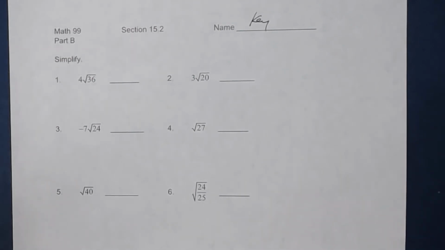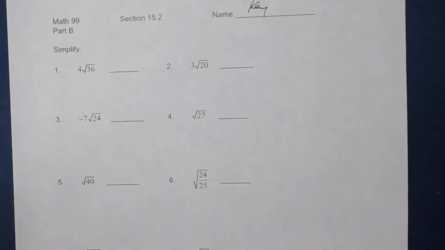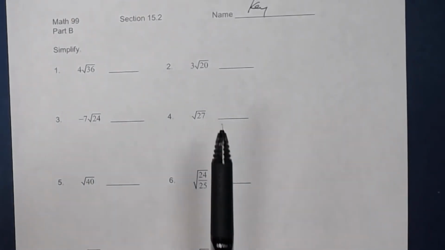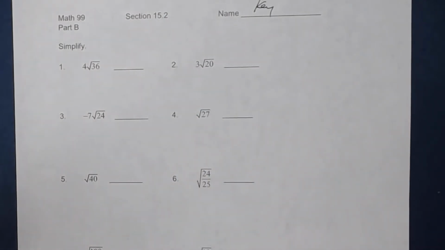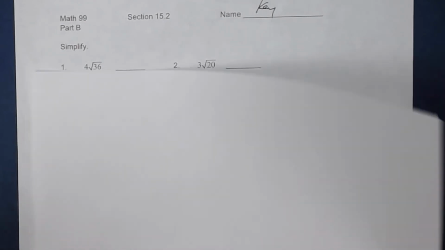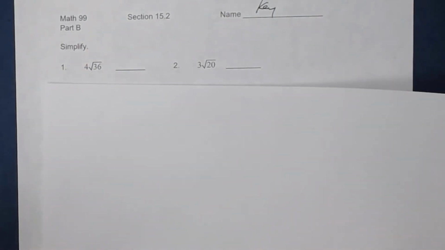Okay, so this is the key to 15.2 Part B, and on this worksheet, you're looking at simplifying radicals, and these radicals are all square roots. Now, keep in mind that when simplifying square roots, you need to know what your perfect squares are. So you simplify square roots using perfect squares.